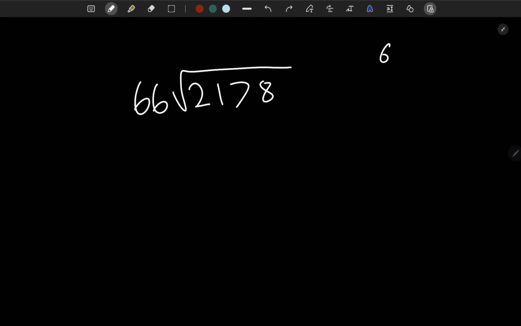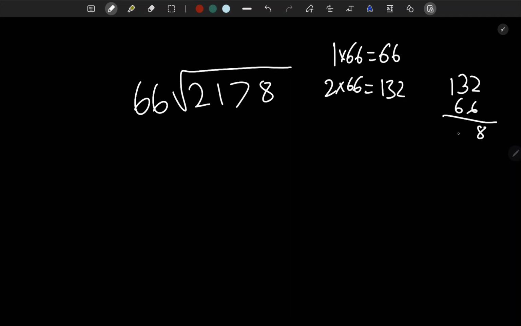So here we can just write the multiples of 66. 2 times 66 is 132, and 132 plus 66 is going to be 198. So 3 times 66 is 198. Now of course this should be the closest number, because 4 times 66 is going to be way larger than 217. So let's write 3 here and 198.